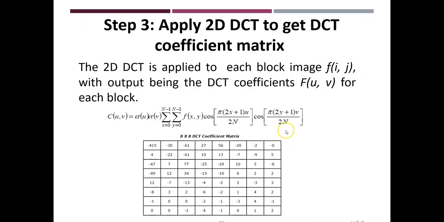Okay, so now step 3. Apply 2D DCT to get the DCT coefficient matrix. So here, the 2D DCT is applied to each block image, Fij, with the output being the DCT coefficient Fuv for each block. Which means we apply the 2D DCT to get the coefficient matrix. So this is the result, the 8x8 DCT coefficient matrix.